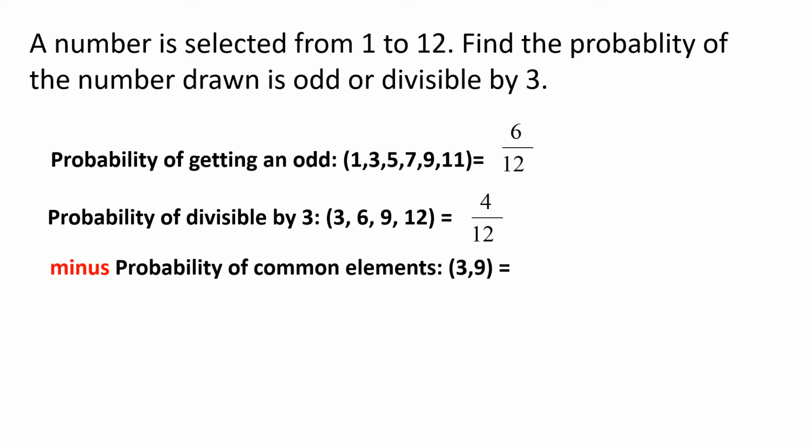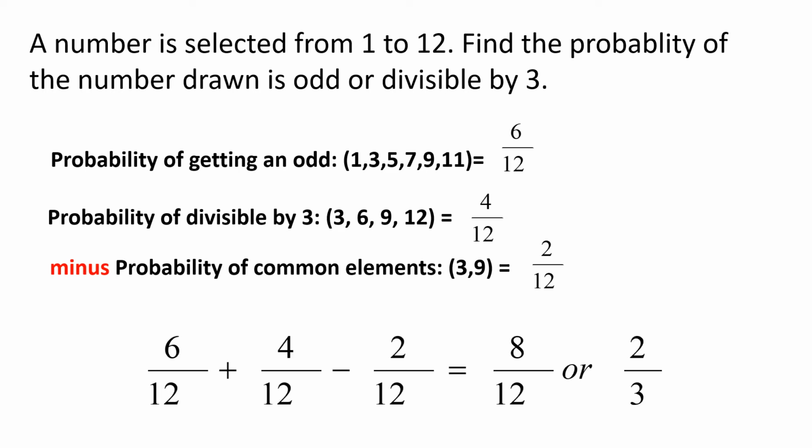Minus natin yung probability of common elements, yung mga naulit. So, tanggalin natin si 3, tanggalin din natin si 9. Dalawa lang yon. So, 2 over 12. So, let's solve. 6 over 12 plus 4 over 12 minus 2 over 12 is equal to 8 over 12, or 2 over 3 kapag ni-lowest term na natin.